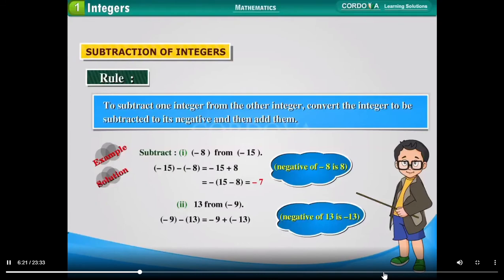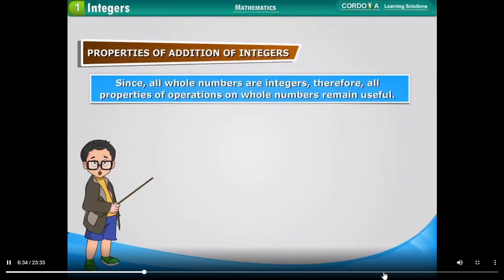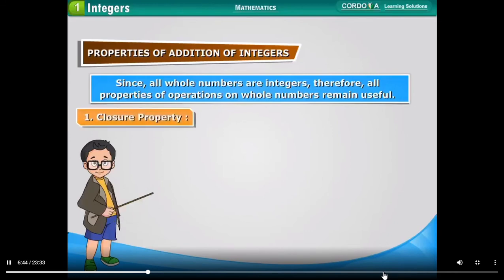Negative of 13 is negative 13, which is equal to minus 9 plus 13, which is equal to negative 22. Properties of addition of integers. Since all whole numbers are integers, all properties of operations on whole numbers remain useful. We sum up the properties as follows.